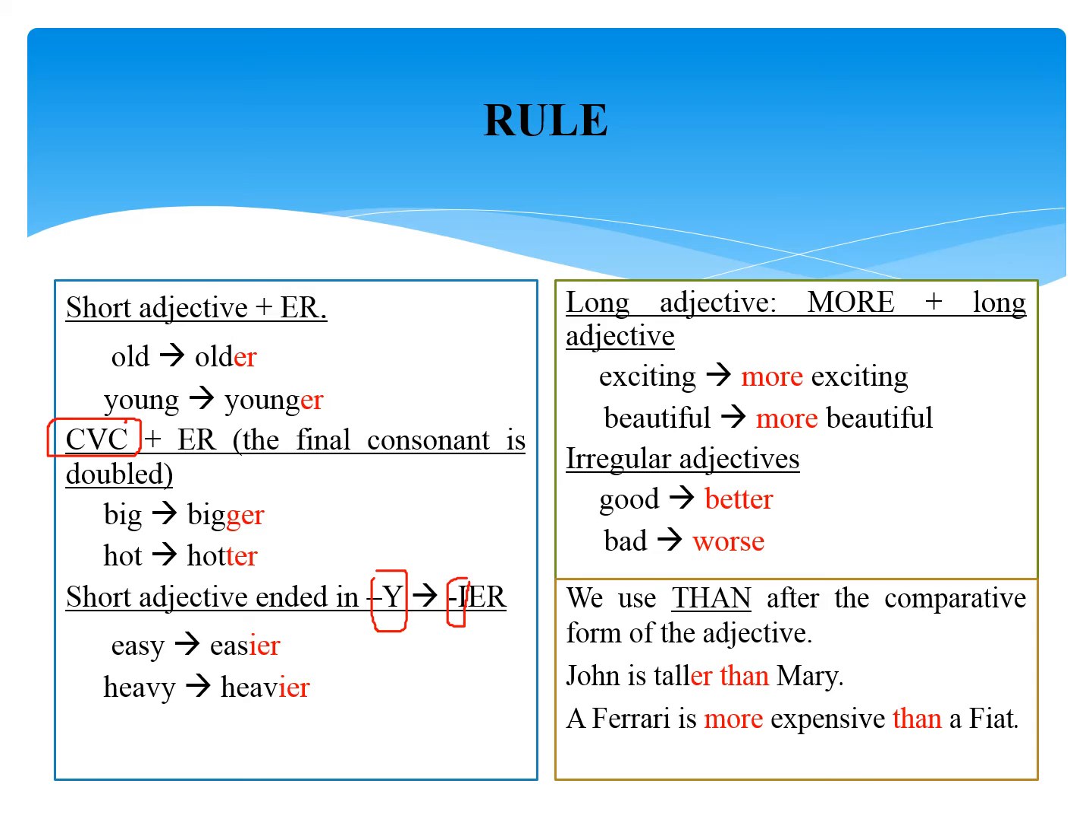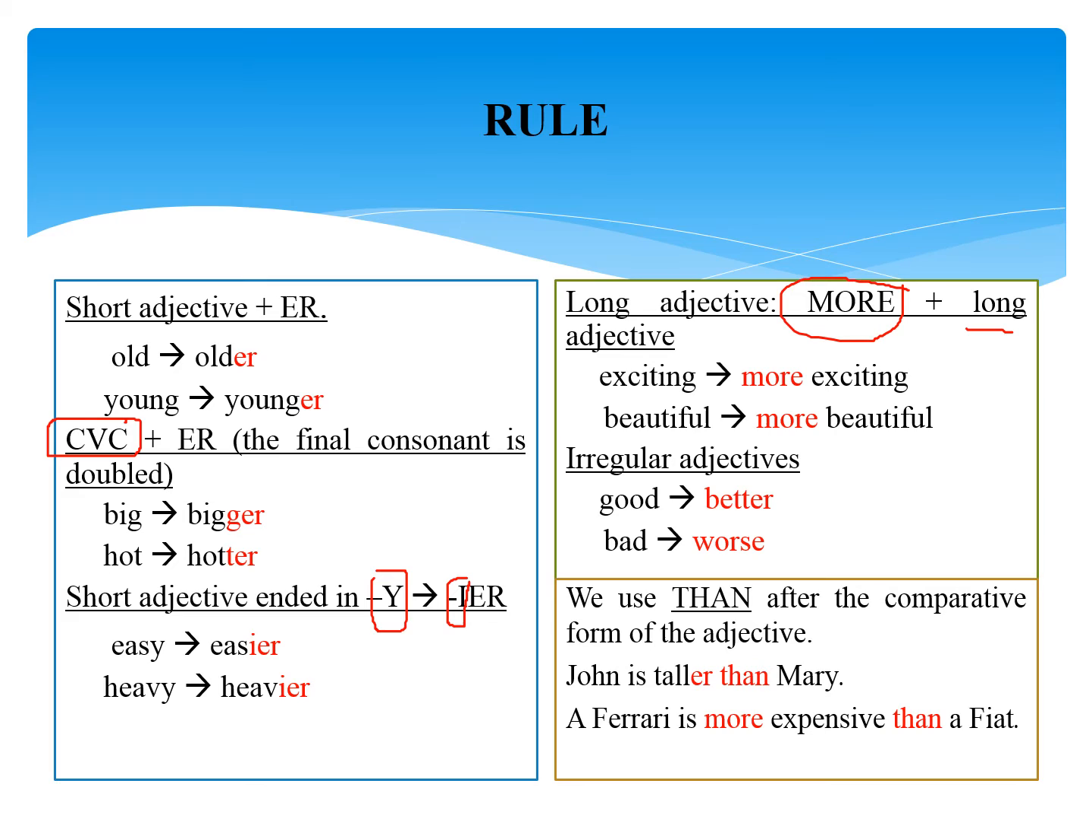Now let's move to long adjectives. The rule for long adjectives is very clear. We add more plus the long adjective plus than. So for example, we have exciting, more exciting, beautiful, more beautiful. But remember that for some irregular adjectives, it doesn't follow the same rule. You have to learn them by heart. So for example, we have good, better, bad, worse. We use than after the comparative form of the adjective.